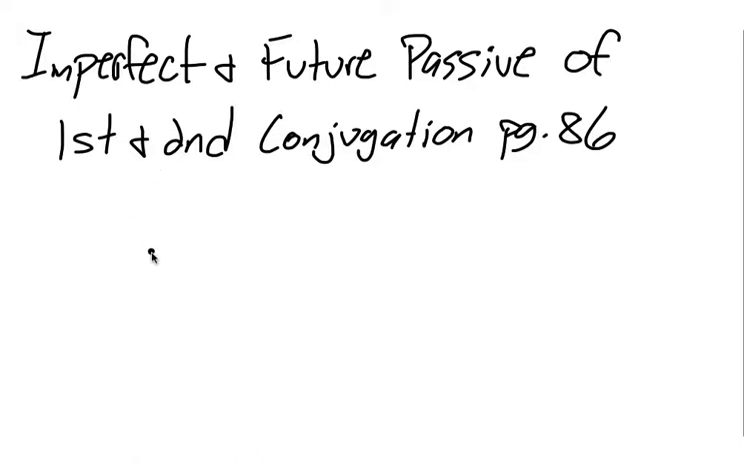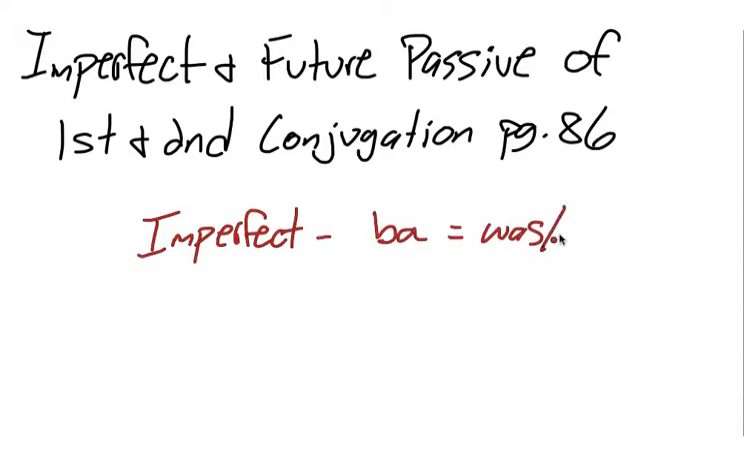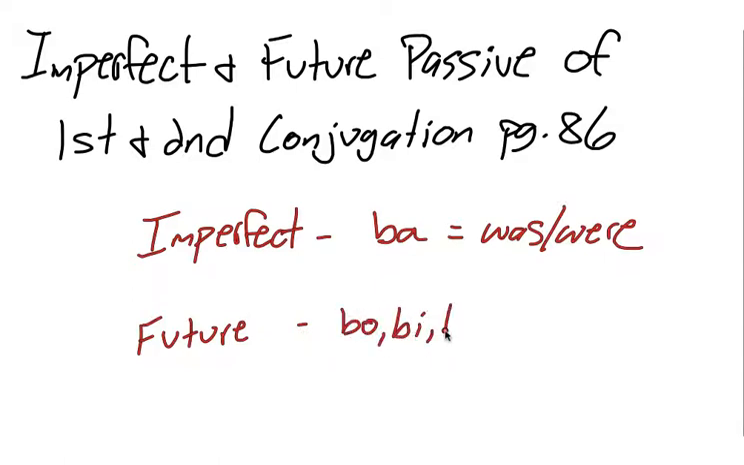So first of all, we have to remember that the imperfect tense uses the sign BA, and that means basically was or were, although there are many different ways we could translate the imperfect, like simple past or kept on, right? But basically imperfect tense uses the tense sign BA and it means was or were. Future tense uses the tense signs BO, BI, and BU. And future tense means will or shall.